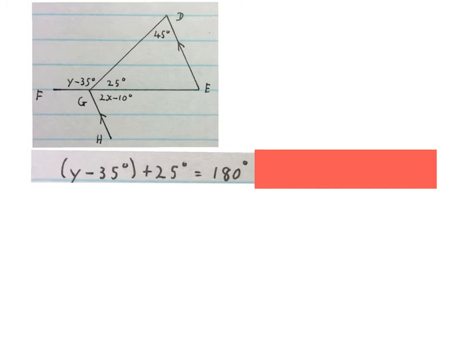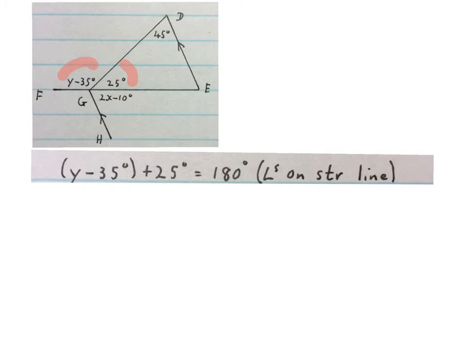I started with working out y. So I can see that the angle over here is angles on a straight line. That one plus that one. So y minus 35 degrees, I always put that in brackets, plus 25 next to it, adds up to 180 degrees. Then I have to give a reason for my statement, and I'll write that here. And that is angles on a straight line.